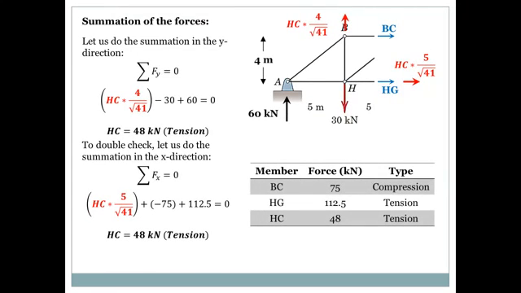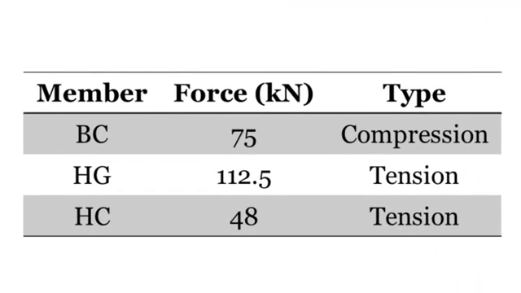Summarize all your answers in a table. This way it's easier for whoever is checking your work or your answers. If it's your professor, we can summarize it into this table. Member BC has a magnitude of 75 and it's a compression force. HG has a magnitude of 112.5 and it's a tension force, and the force in member HC is 48 and it's in tension.